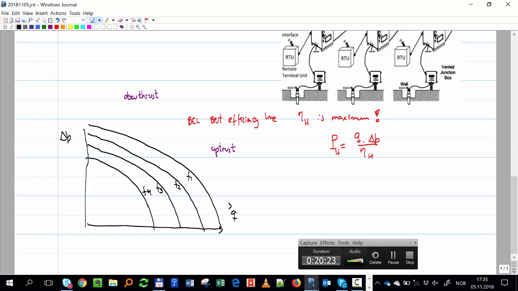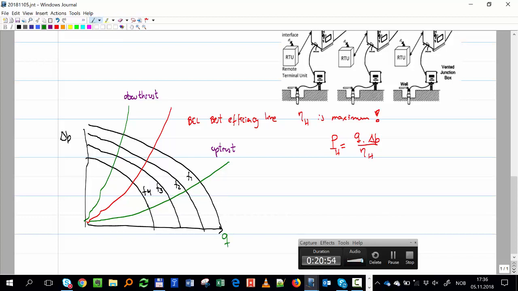Okay, so remember, going back to this discussion, we have one line which is the best efficiency line. That's where we want to be. We want to be close to that line because this is going to be the smallest that it can be. Now I have two other lines, one called down thrust and one called up thrust. It should be down here.